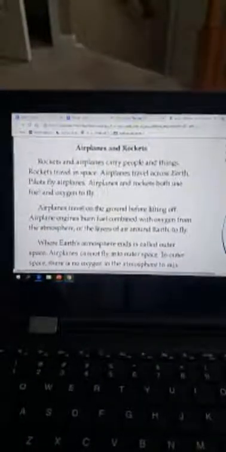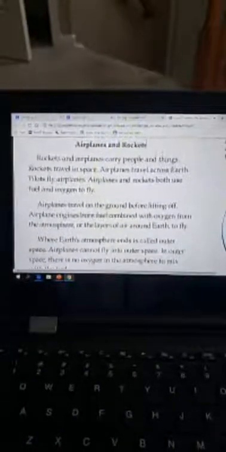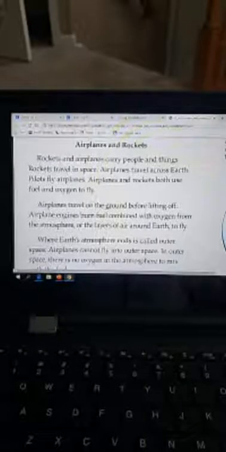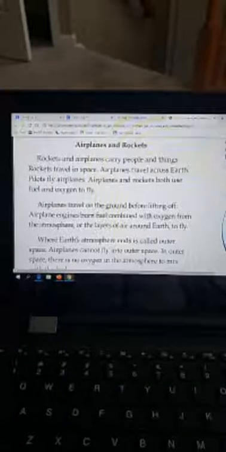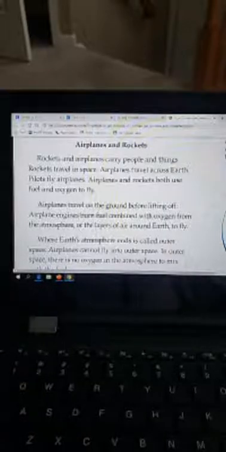So at this point, students, you should be working on your Venn diagram, comparing and contrasting airplanes and rockets. I'll give a few more minutes, and students, you can take turns coming on live and giving your responses. We'll give you credit for your live responses. You'll actually get extra credit for coming on live and giving your responses.